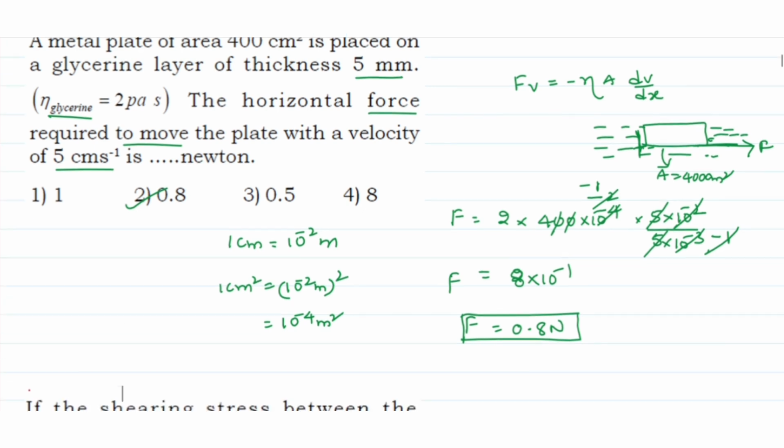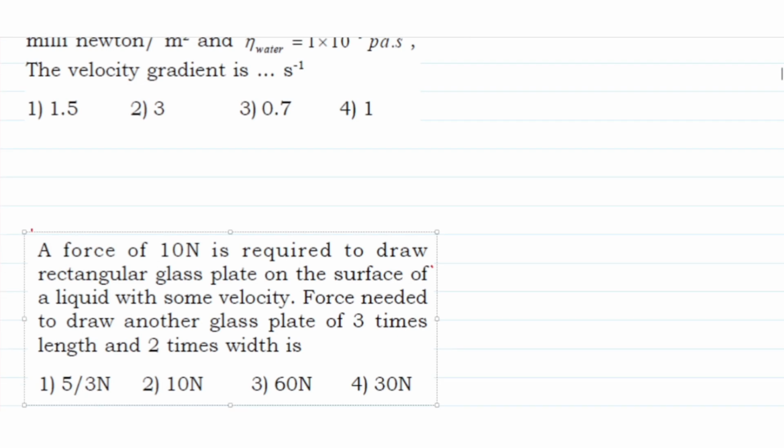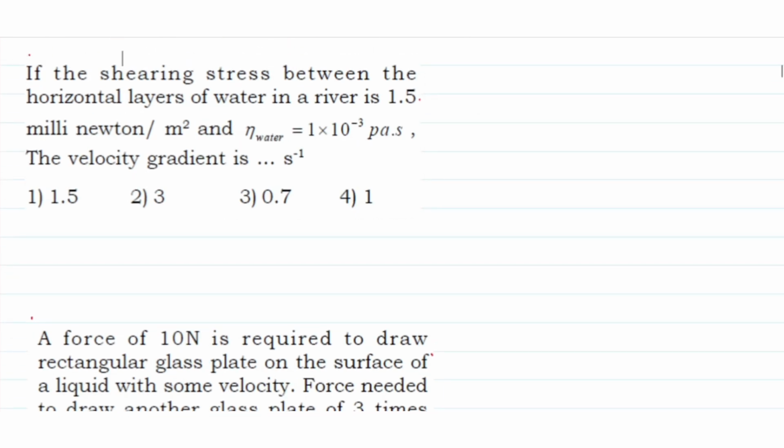Now look at the next question here. The shearing stress between the horizontal layers of water is given as 1.5 millinewton per meter square. The coefficient of viscosity of the water is given as 1 into 10 power minus 3 Pascal second. They are asking for the velocity gradient.